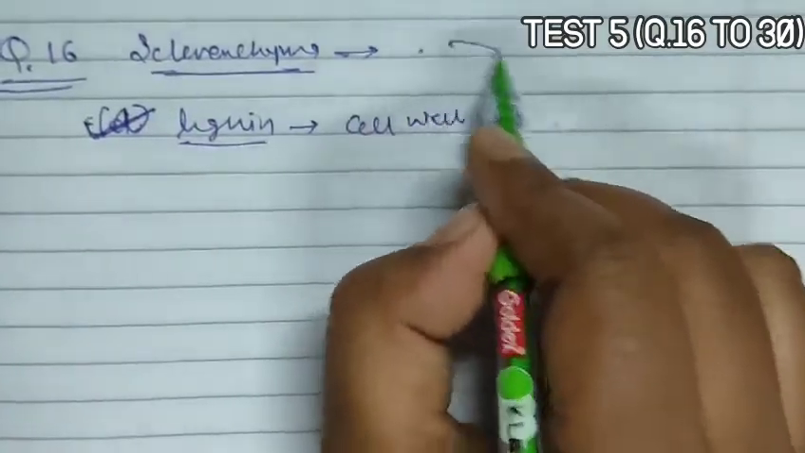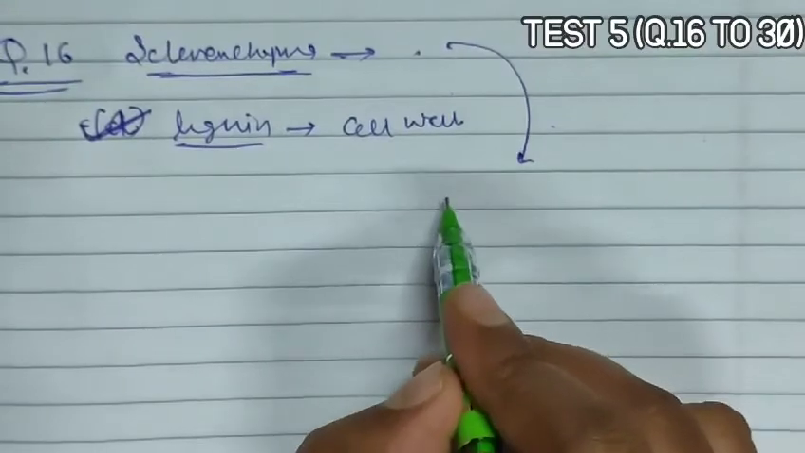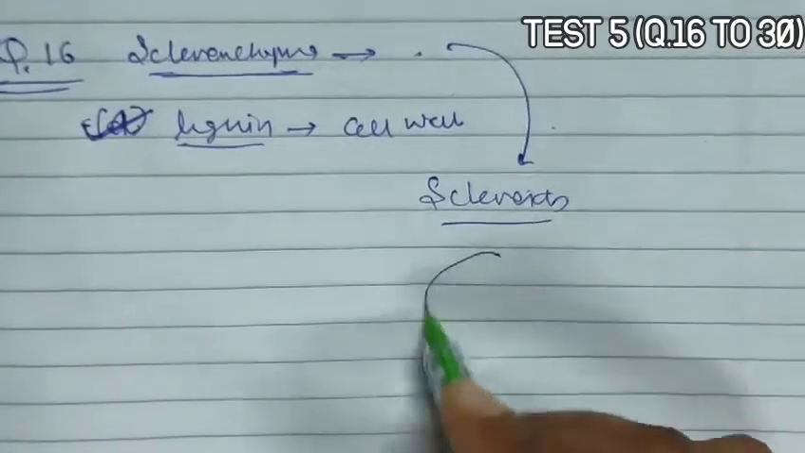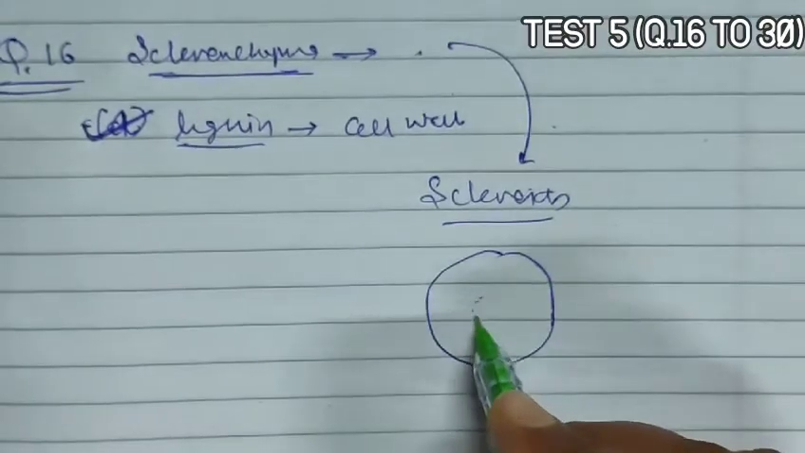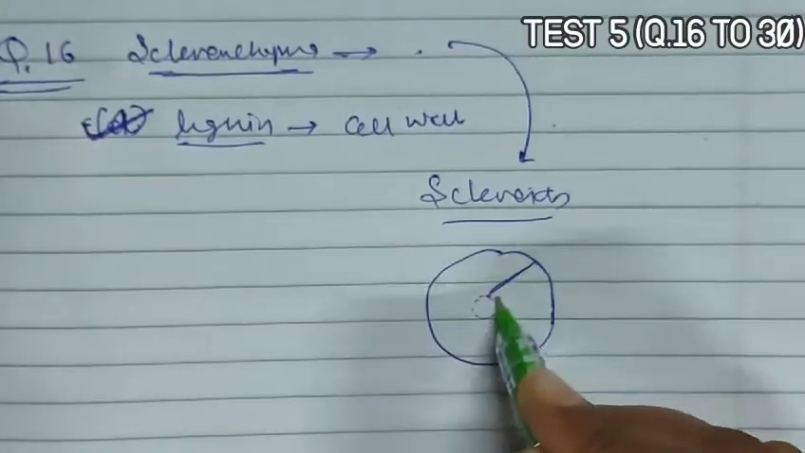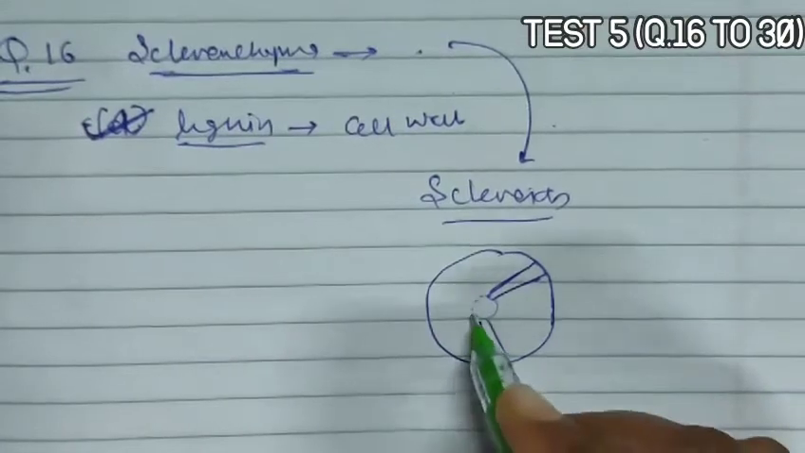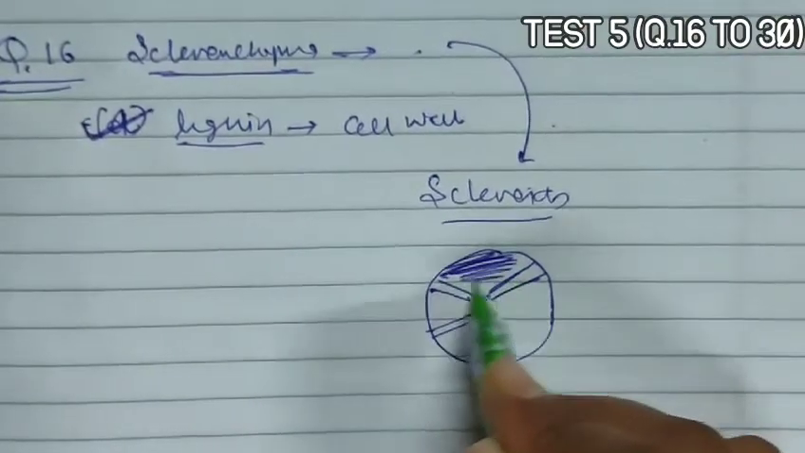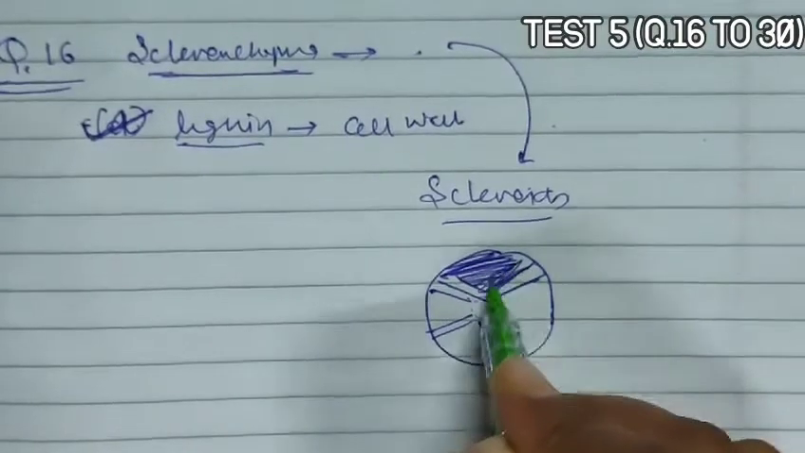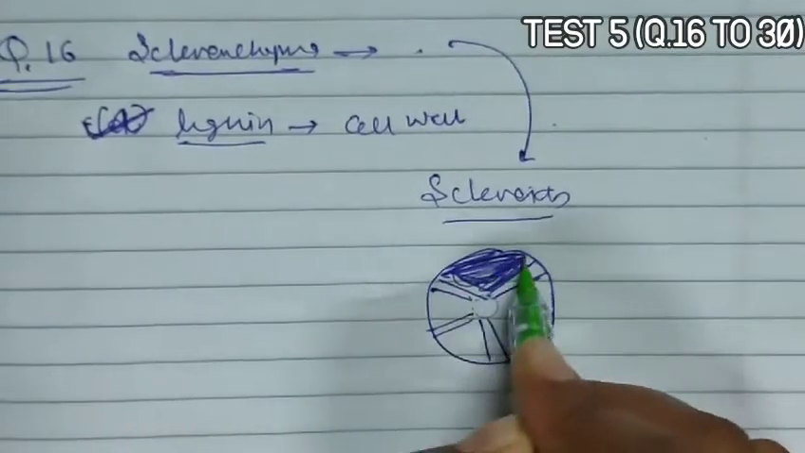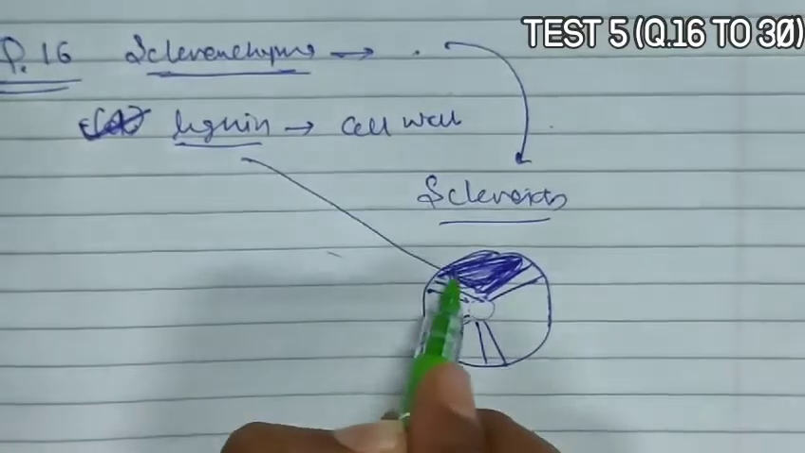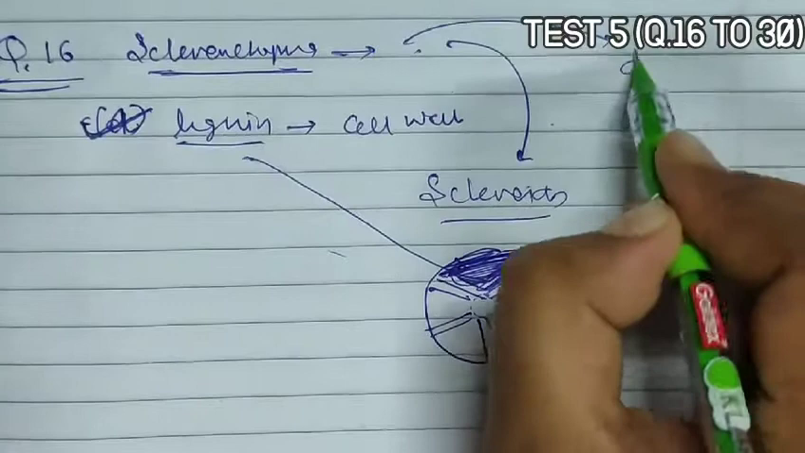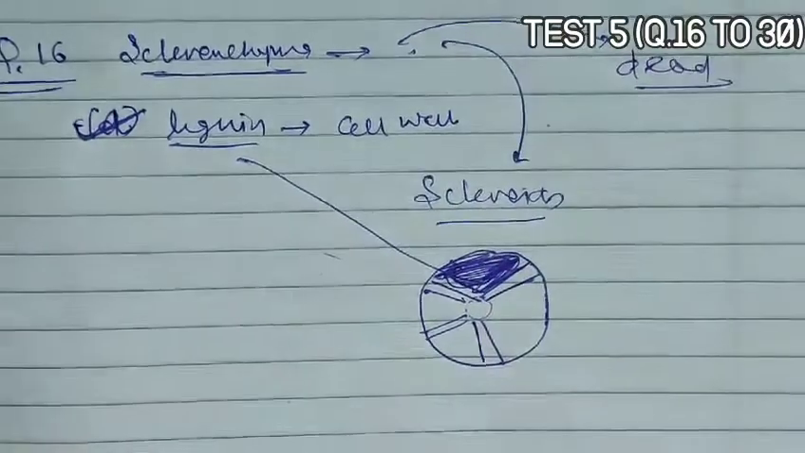Why? Because if we see in sclerenchyma, specifically sclereids, you will see that the lumen becomes less but the wall becomes thick. So if these thick walls are present and they have deposition, then lignin is found deposited there. Because of this they become dead tissue. So option A is the correct answer.